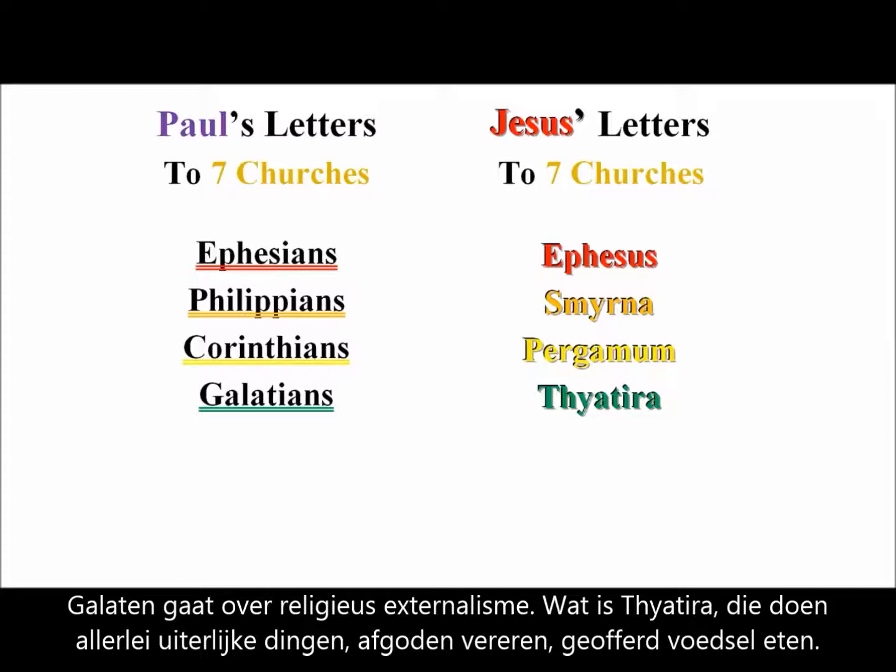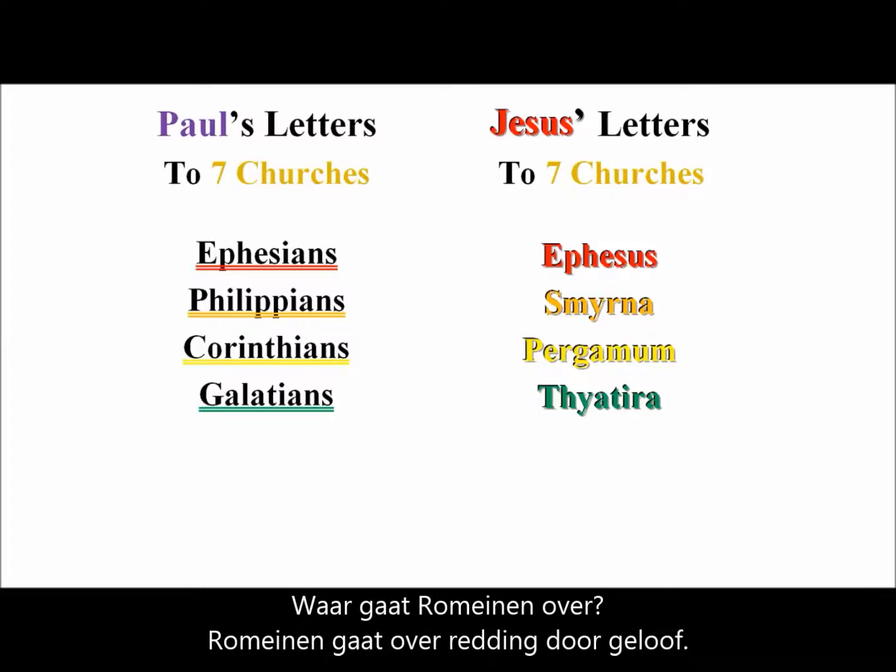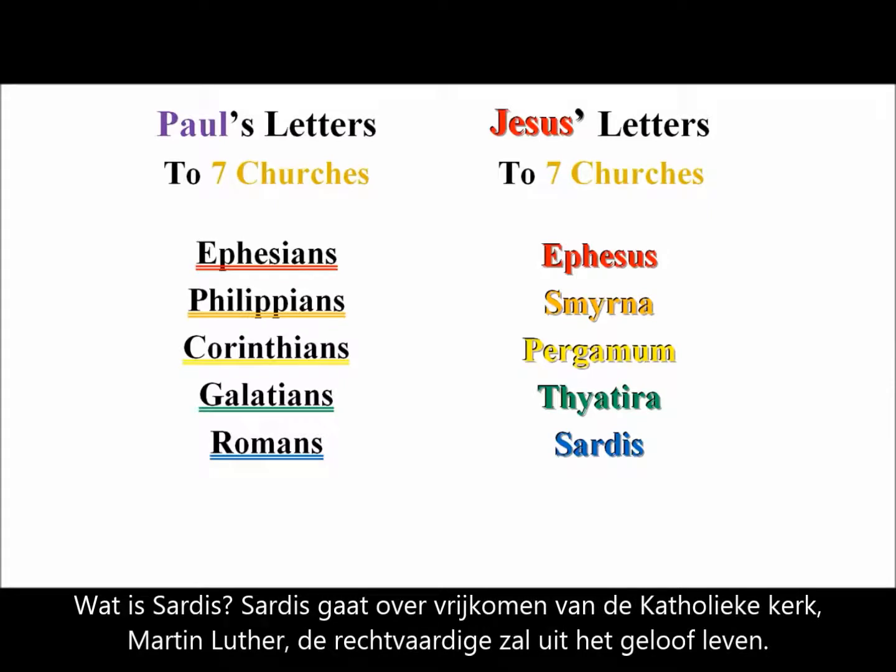Galatians is religious externalism. What is Thyatira? They're doing all these external things, worshiping idols, eating food sacrificed to gods. What's Romans about? Romans is salvation by faith. What was Sardis? Sardis was breaking away from the Catholic Church. Martin Luther, the righteous shall live by faith.